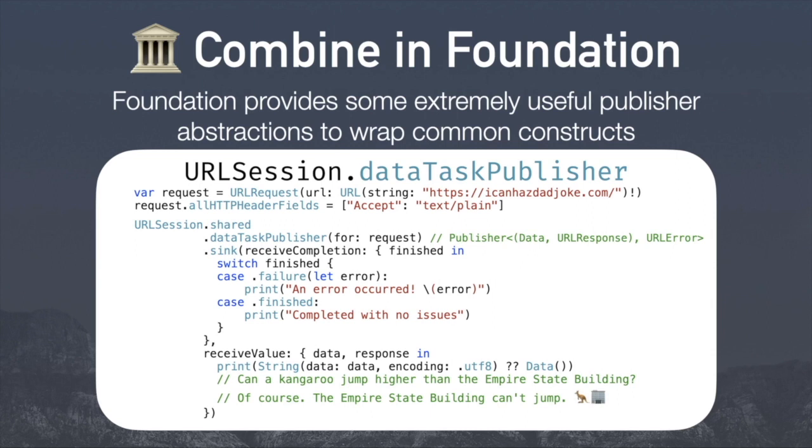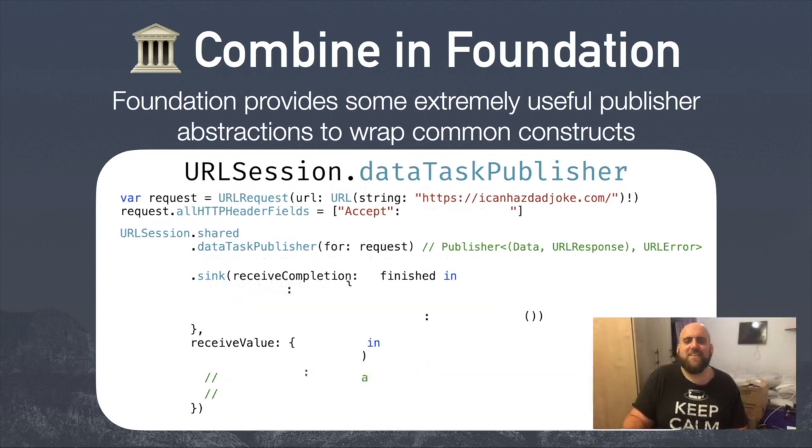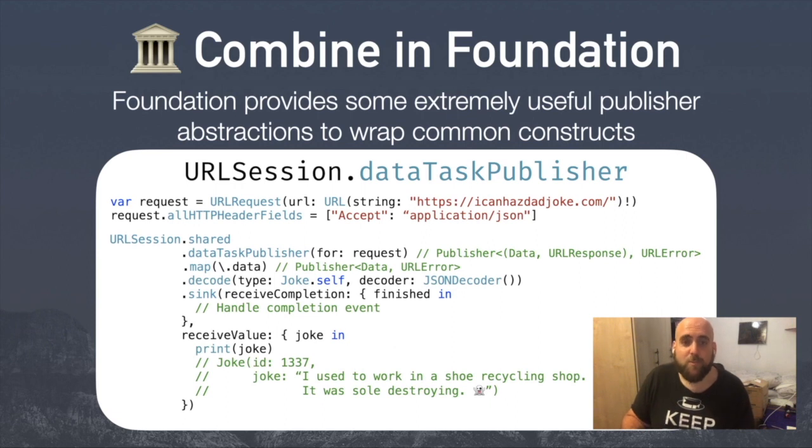In this case, it's a joke. Can a kangaroo jump higher than the Empire State Building? Of course it can. The Empire State Building can't jump. I know, so funny. We get a bunch more free things with this API. For example, the decode operator. This is an operator that only works in publishers of type Data.